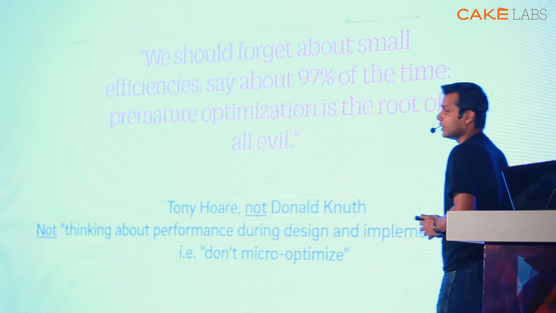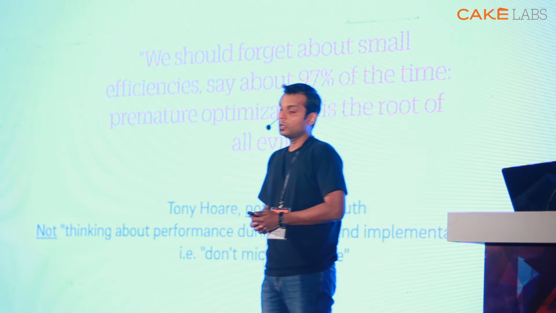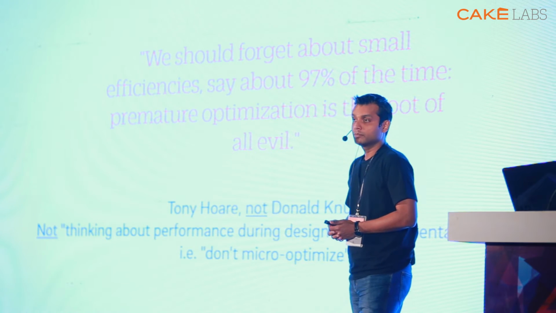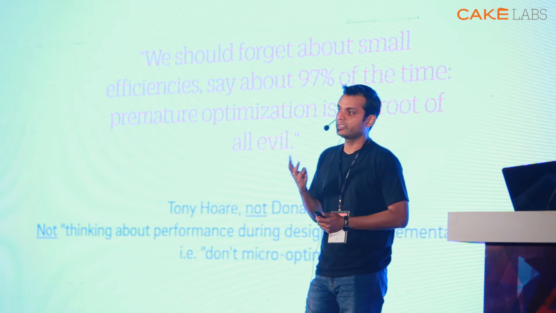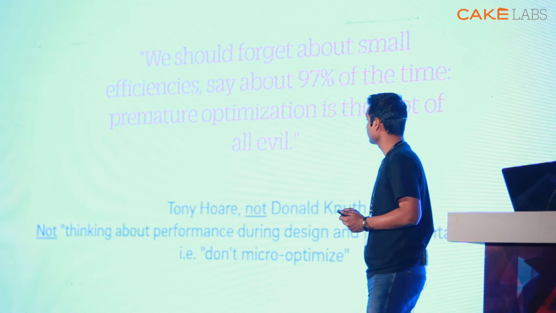We should forget about small efficiencies, say about 90% of the time, premature optimization is a root evil. He did not say thinking about performance during design and implementation is evil. What he meant was don't micro-optimize, which is to say that if you are writing a 10,000 line code application, what you need to really worry about in terms of performance is 300 lines, 3%. You need to identify those 300 and focus on those.